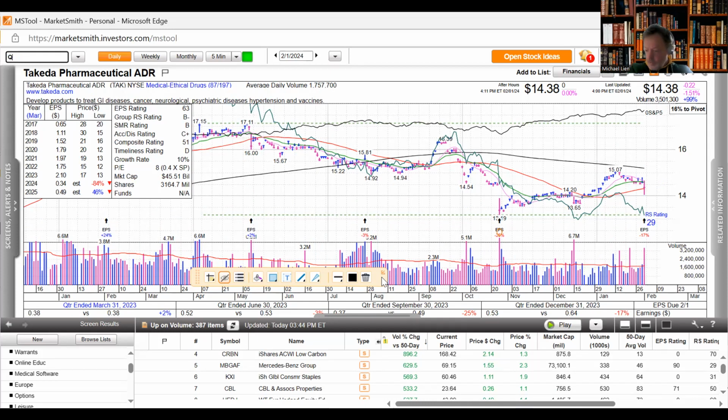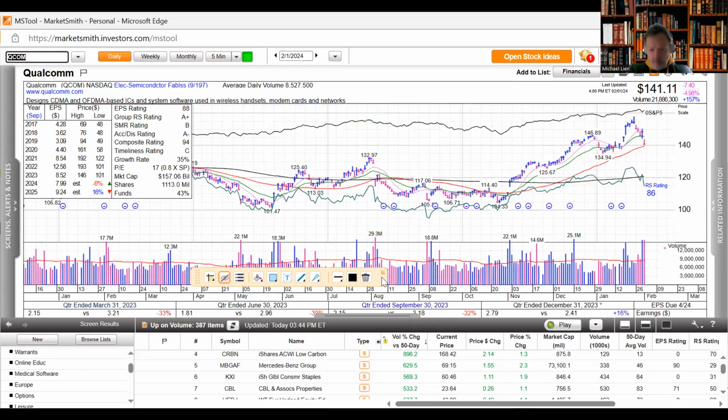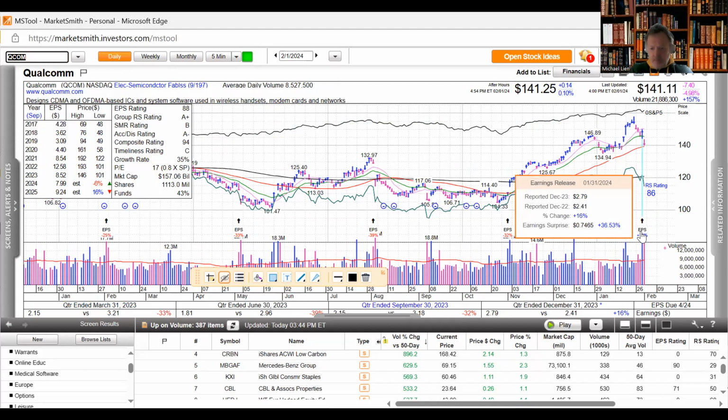Qualcomm in the semiconductor space, trying to be relevant again, but they missed on their earnings. Their earnings came in at 275 versus estimate 237. It was only up 16%. I think people were expecting more, even though their earnings surprise was 36%. Pull back to its 50-day moving average.